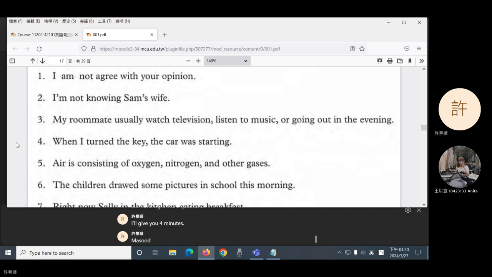Question 2. Can you find the mistake? Good. I don't know Sam's wife. Technically, the sentence grammar is correct, but it's not the meaning that the speaker wants to give. Although, wait, let me think about this. No, there is no present progressive of knowing. The sentence am knowing something is most of the time meaningless. So it should be I don't know Sam's wife.